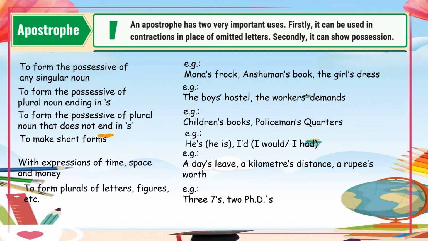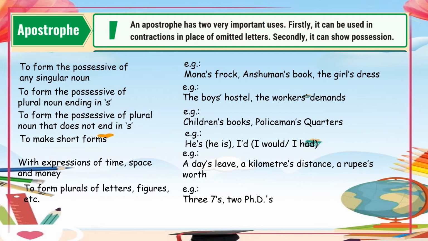To form possessive of plural noun, children's book. Children is already plural form, but we can't write S. So children, apostrophe S, we can write. And with the help of this apostrophe, we can show the possession, that it is whose books? Children's books. Okay. To make short forms like he is. If I don't want to write he is in full, I'll write he, apostrophe S, and I'll read it as he is. So with expression of time, space and money, like kilometer's distance, a day's leave, a rupee's worth. So I'll write it in singular first, then apostrophe and S.